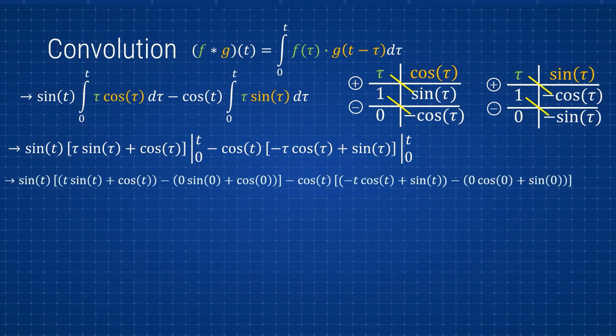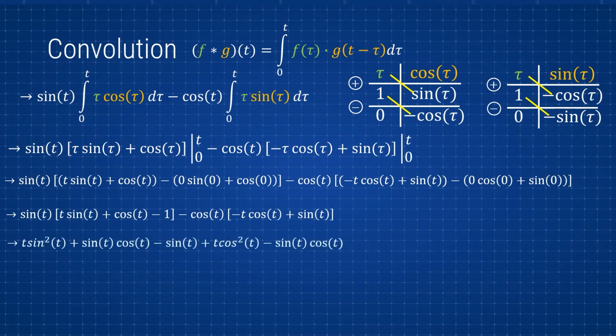Substitute those values. You can see some of them will cancel out because we have sine of 0 or zeros. Anything that's not 0, cosine of 0 is 1. So after simplifying everything, we have the following. You can see if we multiply, we're going to get t times sine squared of t plus sine of t cosine of t minus sine of t plus t cosine squared of t minus sine t cosine of t.